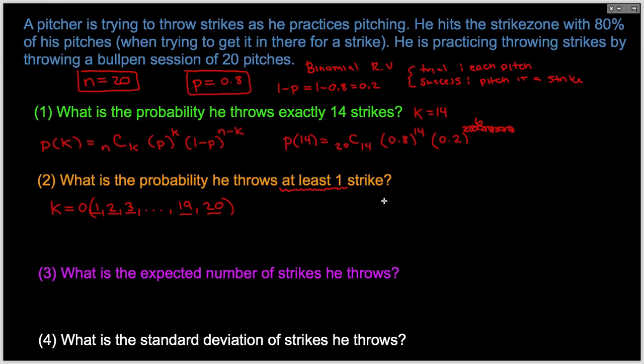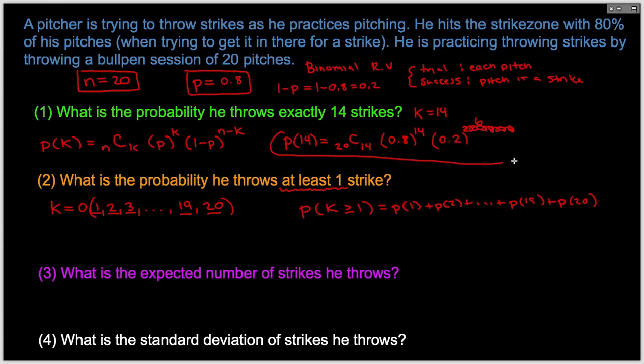So what you're looking for essentially is the probability that k is greater than or equal to 1. But that's a pain, because if we wanted to calculate that, we would have to do p of 1 plus p of 2 plus ... plus p of 19 plus p of 20. And that's just a lot of things to calculate, right? It's like doing this 20 times. We don't want to do that 20 times.